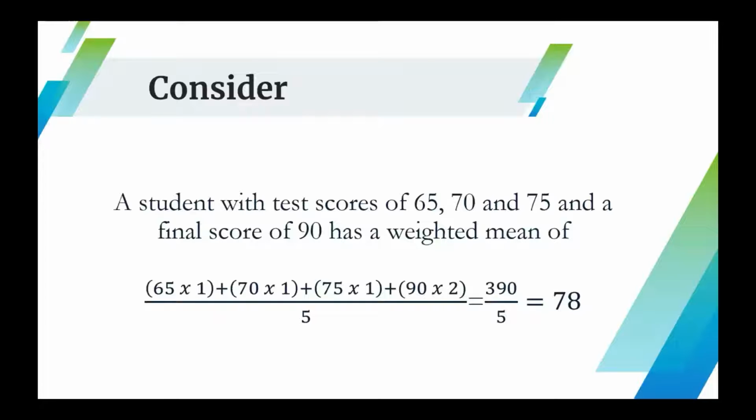or 78. Note that the numerator of the weighted mean above is the sum of the products of each test score and its corresponding weight, and the number 5 in the denominator is the sum of all weights 1, 1, 1, 2, which is equal to 5. The procedure to find the weighted mean can be generalized as follows.